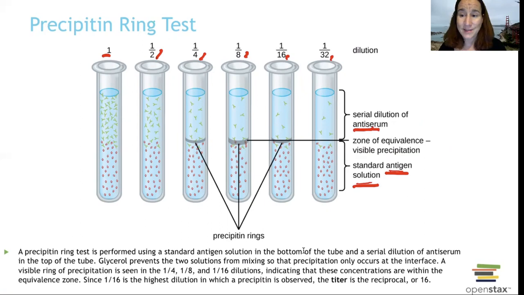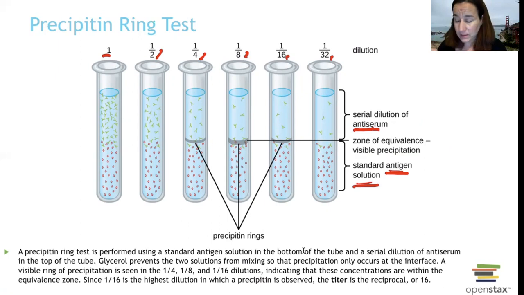That's what's going to set the tubes apart. And then we're going to add in glycerol. When we put glycerol into that antigen solution, it keeps the antigen solution separate from the antiserum to where they only interact in the middle, where both of those substances are going to touch.